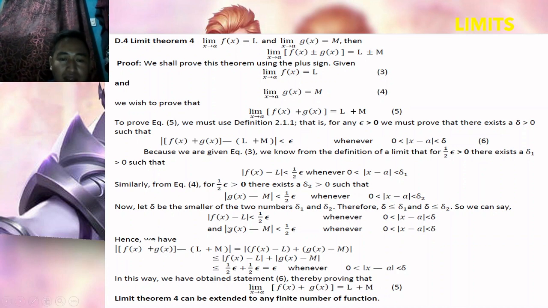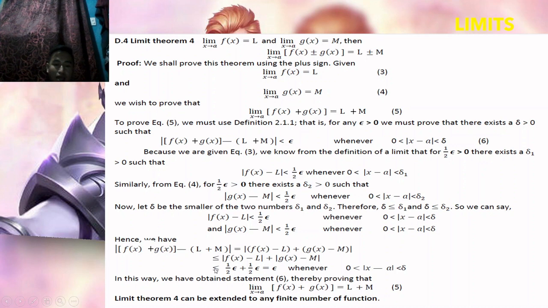Hence, we have |f(x) + g(x) - (L + M)|, which is equal to |(f(x) - L) + (g(x) - M)|. This is less than or equal to the absolute value of f(x) - L plus the absolute value of g(x) - M. Each is less than 1/2 ε, so 1/2 ε plus 1/2 ε equals ε.